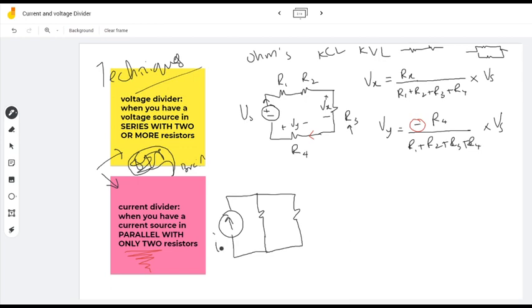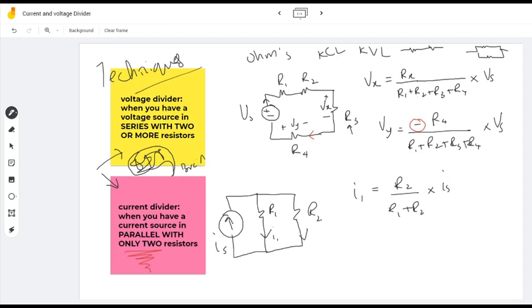So if I have an Is over there, I said Is, but I wrote Ix. So if I have an Is, and let me just call that R1 and R2. Say for example, I want I1 by current divider, I1 equals opposite resistor, opposite is R2, over R1 plus R2 multiplied by the current source.